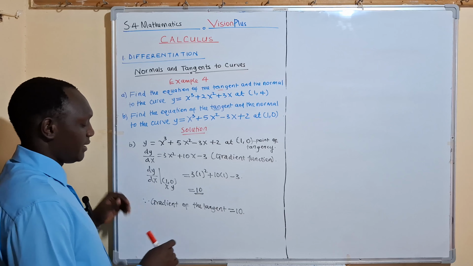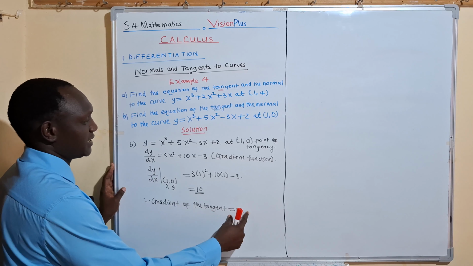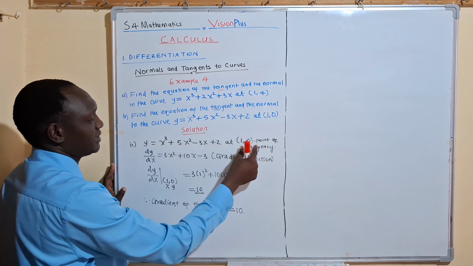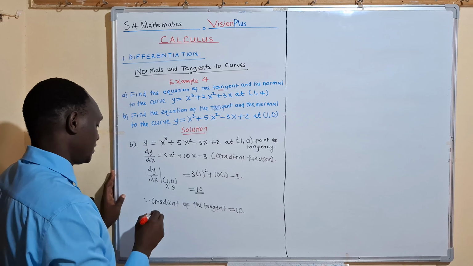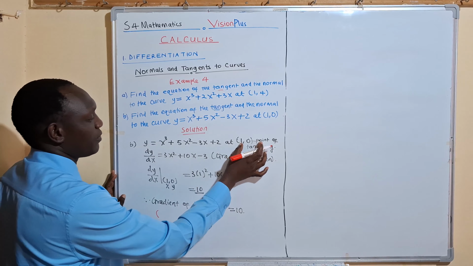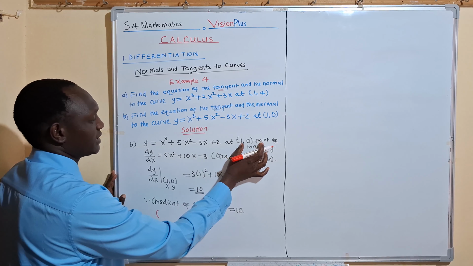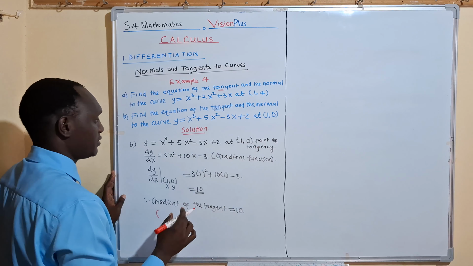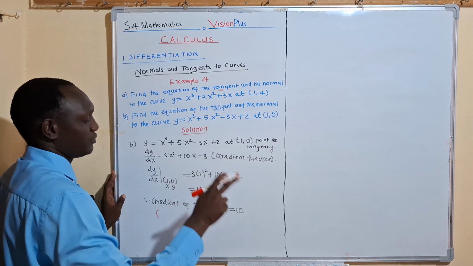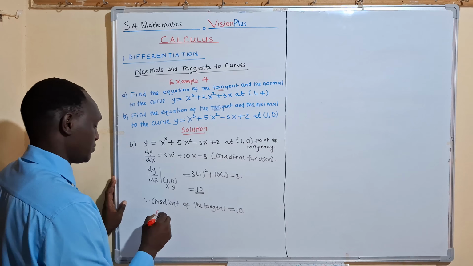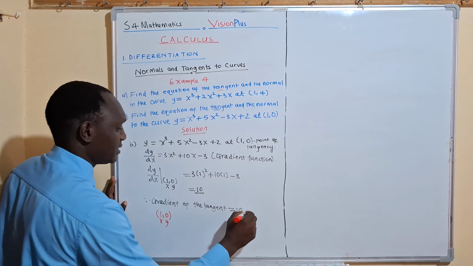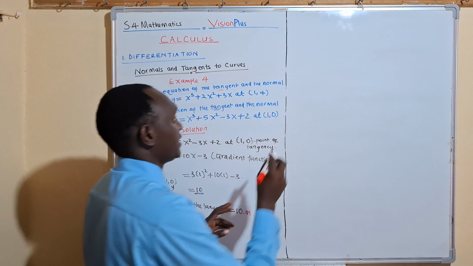Now, if we know the gradient of the tangent and we know the point through which the tangent passes, we can find the equation of the tangent. Remember, this point of tangency is for all, that is the curve, the tangent and the normal. So you can use it on the curve, use it on the tangent, and we use it on the normal. So that point is (1, 0). So this is x, this is y. This is our gradient m.